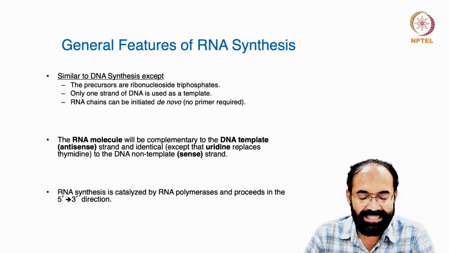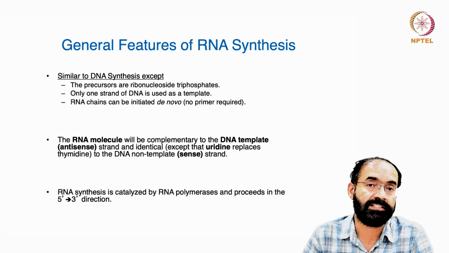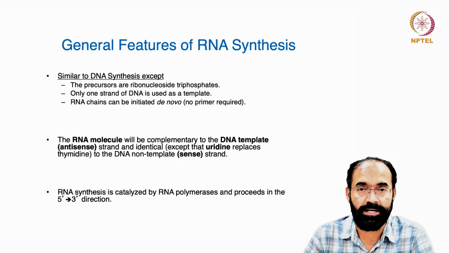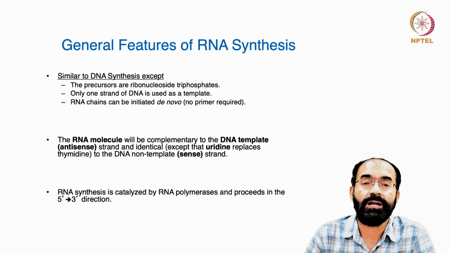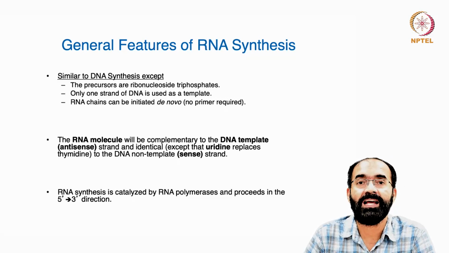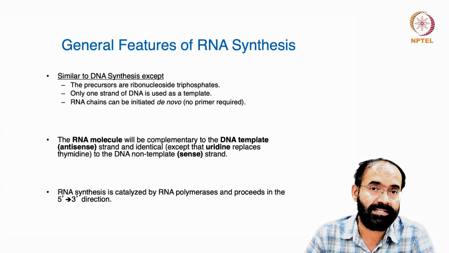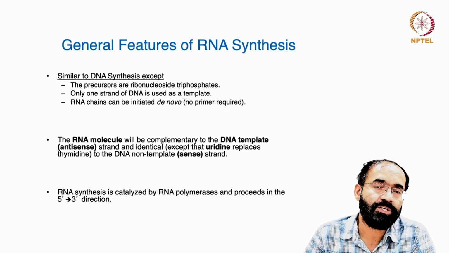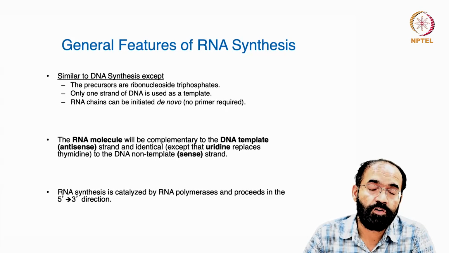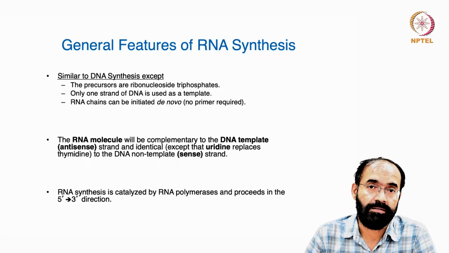So RNA synthesis is catalyzed by an RNA polymerase, and it proceeds only in one direction, 5' to 3'. Like you know, the ribose sugar has 5 carbon atoms, and carbon number 3 and carbon number 5 are important in forming the phosphodiester backbone. The 5' always will have a phosphate group, and the 3' will always have a hydroxyl group. So when two nucleotides come together, the 5' phosphate participates in phosphodiester bond formation with the 3' OH on another ribose sugar.